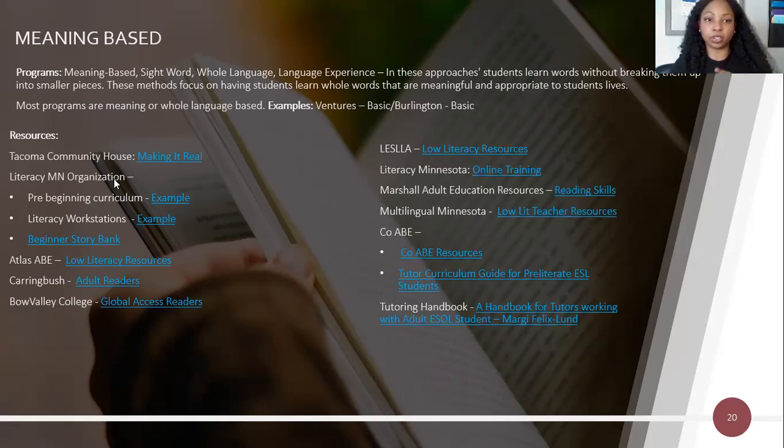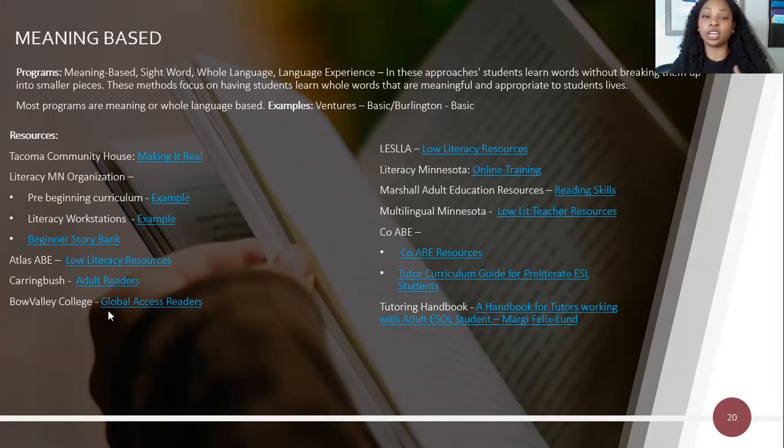The Literacy Minnesota organization, once again, a great resource. They also have a pre-beginning curriculum. So if you were starting from complete scratch, this is wonderful. It is already put together for you. But it's also really flexible. So you can add to it as you see fit. They have literacy workstations, which I showed you one of them. And they also have a beginner story bank.